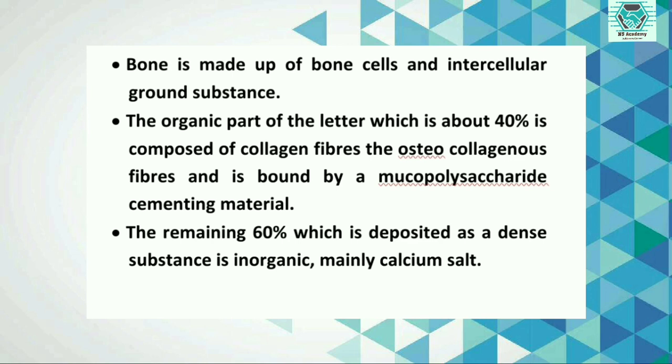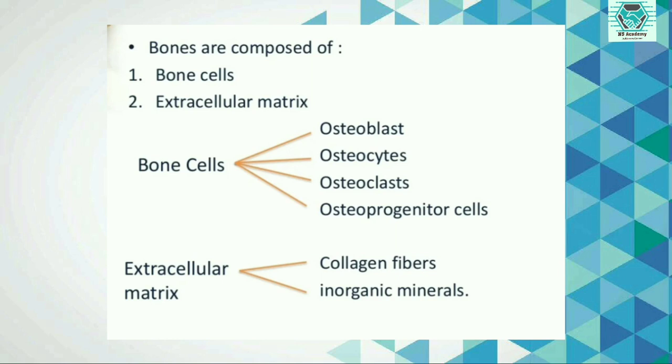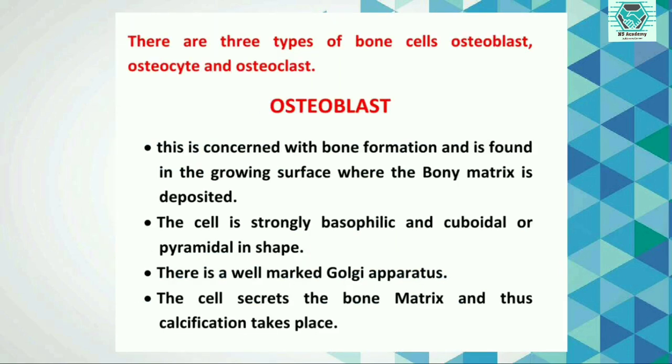Bone is made up of 3 types of cells. These are osteoblast, osteocyte and osteoclast. In the next slide, we will discuss the 3 types of bone cells. The osteoblast. This is concerned with bone formation and is found in the growing surface where the bony matrix is deposited.